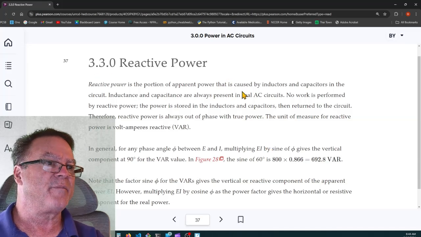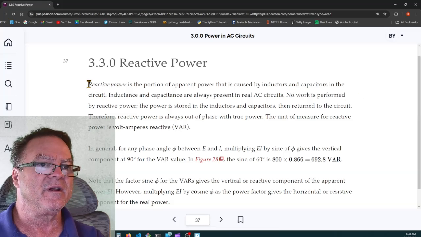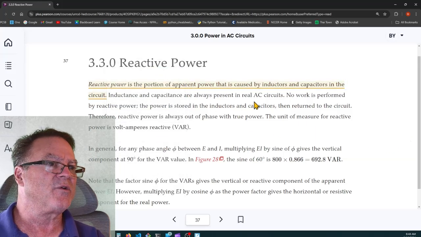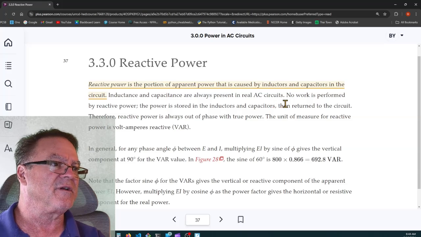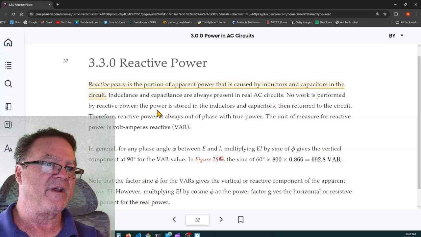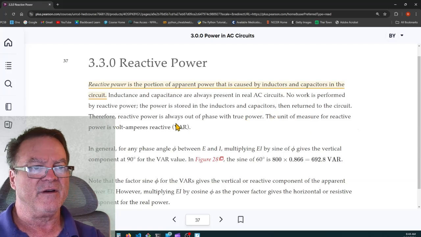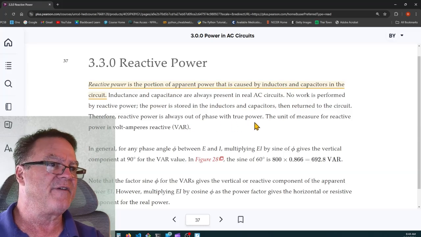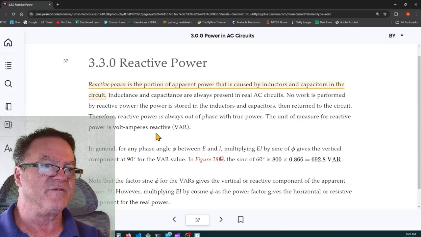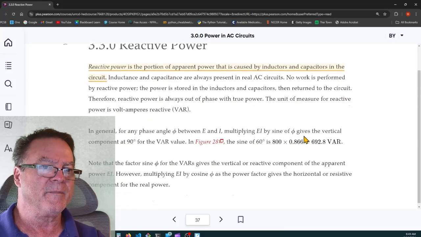Reactive power is the portion of apparent power that is caused by inductors and capacitors in the circuit. That's going to be a highlight there. Inductance and capacitance are always present in real AC circuits. No work is performed by reactive power. The power is stored in the inductors and the capacitors, then returned to the circuit. Therefore, reactive power is always out of phase with true power. The unit of measure for reactive power is volt amps reactive.